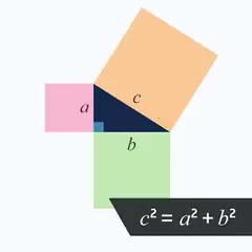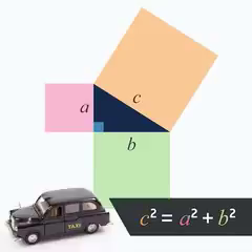We can write this as a formula. C squared equals A squared plus B squared. An easy way of remembering this is CAB, as in taxi.